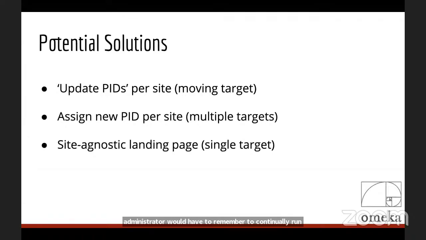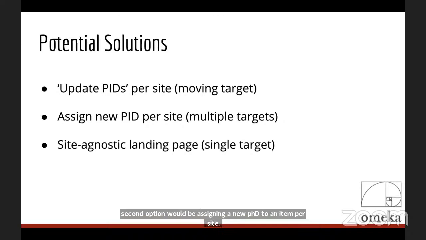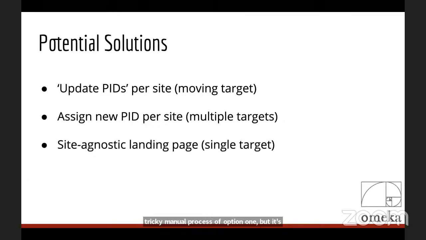A second option would be assigning a new PID to an item per site. Unlike the first option, which involves changing the target URL of a PID for an item when it is published to a new site, this would create an entirely new and separate PID for the same item whenever and wherever it is published. This gets around the tricky manual process of option 1, but assigning multiple PIDs to a single intellectual object would not only get confusing, it kind of goes against the spirit of the whole persistent identifier concept.